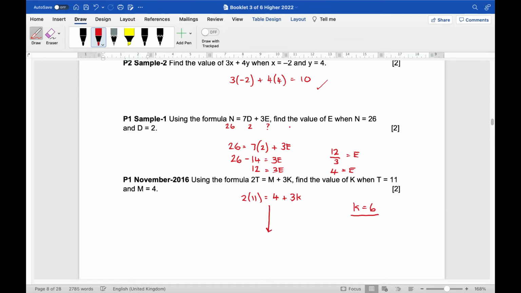Okay, so here we're told the answer n is 26, and one of the letters is D equals 2, and we've got to find E. So I've written it in full. Instead of n, I've written 26. Instead of 7D, I've written 7 times 2. What I don't know is the value of E, which I've written 3E. 7 2s are 14. Over the other side is minus 14. So 26 take away 14 is 12. So E is 4, and you can try this one. Pause, take a look, make sure that makes sense to you. Let me know if it doesn't.